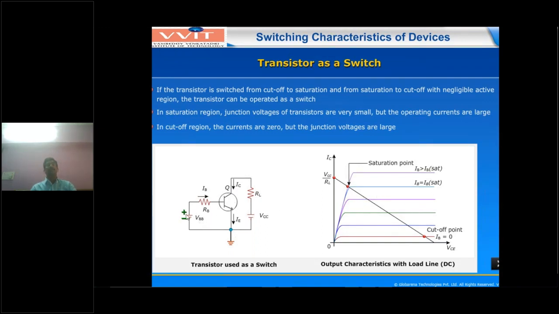Whenever the input voltage increases further, IB also increases, until IB equals IB sat. That is the minimum saturation current required at the base of the transistor. Then the transistor enters into saturation. IC sat will be fixed, but the input base current will keep increasing. Now you draw a load line. This is the DC load line, with the cutoff point here, and this point is called the saturation point.